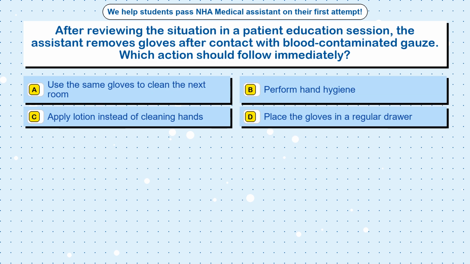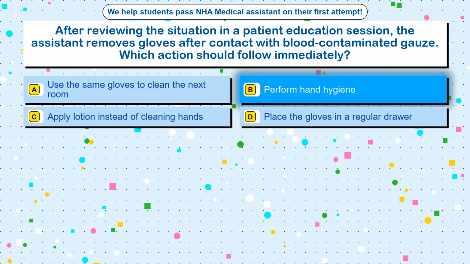Question 99. After reviewing the situation in a patient education session, the assistant removes gloves after contact with blood-contaminated gauze. Which action should follow immediately? Option A, use the same gloves to clean the next room. Option B, perform hand hygiene. Option C, apply lotion instead of cleaning hands. Option D, place the gloves in a regular drawer. The correct answer is option B, perform hand hygiene.